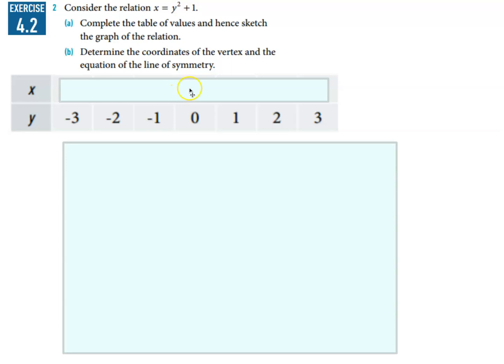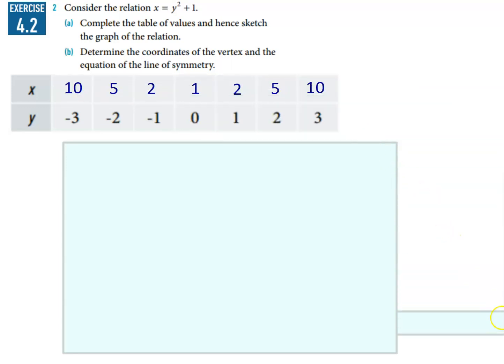Okay, so here's my solutions for that. See if you agree with those. For example, when y equals -3, -3 squared is 9, plus 1 is 10. So when y is -3, x is 10. Notice that when y equals +3, we get 3 squared is 9, plus 1 is 10 as well.